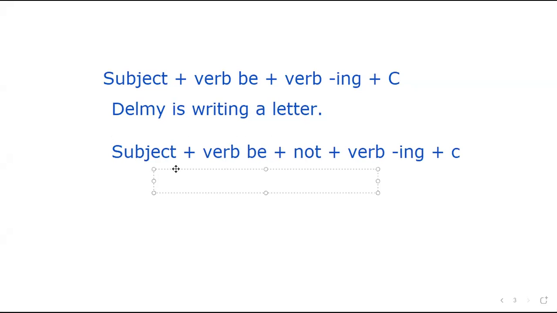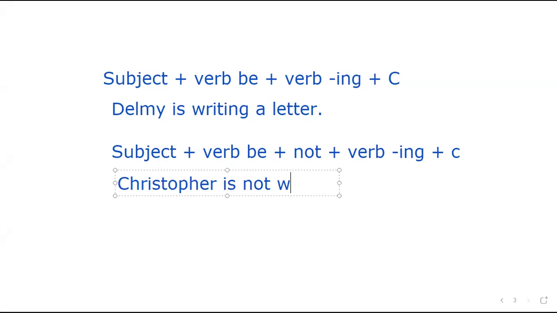And we write the following sentences. We can say, Christopher is not watching TV in this moment. En este momento, Christopher is not watching TV. The subject is Christopher, the verb is be, not. Watching is the verb and the complement TV. So Christopher is not watching TV.